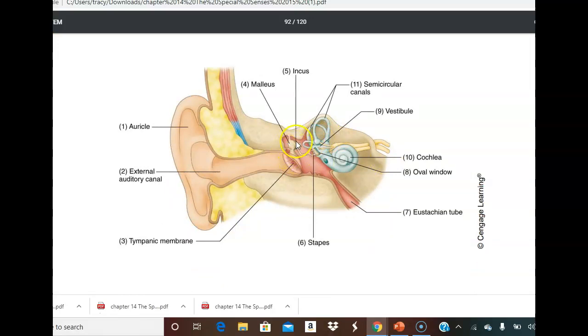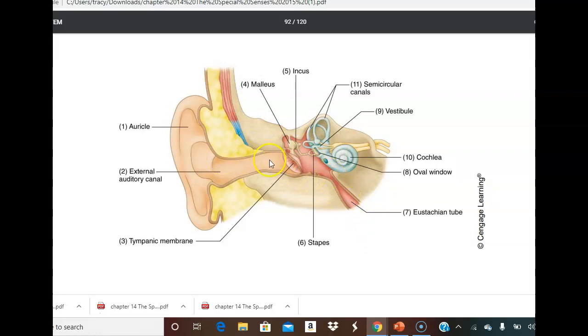The malleus is right here. The incus is in the middle. And you can see the stapes kind of looks like a stirrup. And it attaches here to the vestibule. Okay, so this here is the middle ear. Tympanic membrane, auditory ossicles, attaching to that area.